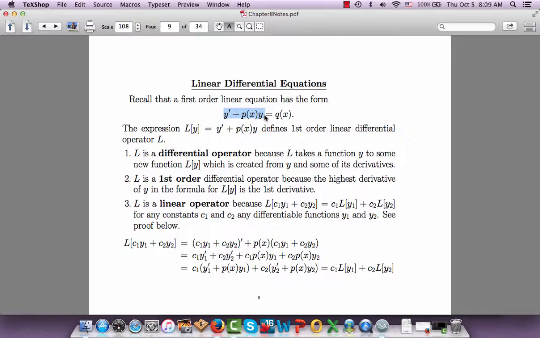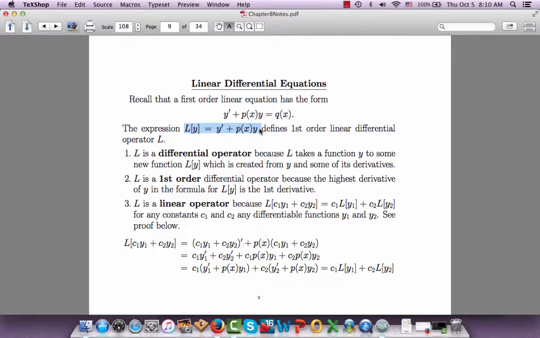This is an operation. It takes a function y and creates a new function from y, some of its derivatives, and maybe some other functions. That's called an operator. So we call this expression L of y, meaning take y and create this new function, y prime plus p of x times y. That's what's called a first order, because the highest order derivative is 1, linear differential operator.